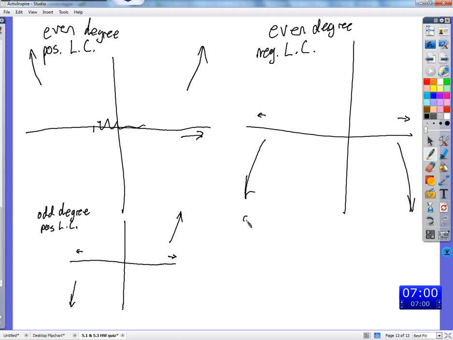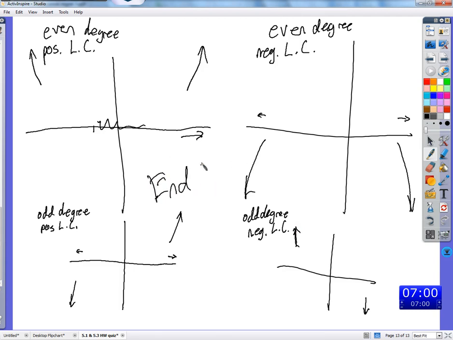So odd degree and negative leading coefficient will cause the opposite to happen. It'll go up like this, and then down like that. And the reason I haven't filled in the middle is because we're not talking about the middles. We're talking about end behavior. On the right end and the left end, what will we see the y value doing?